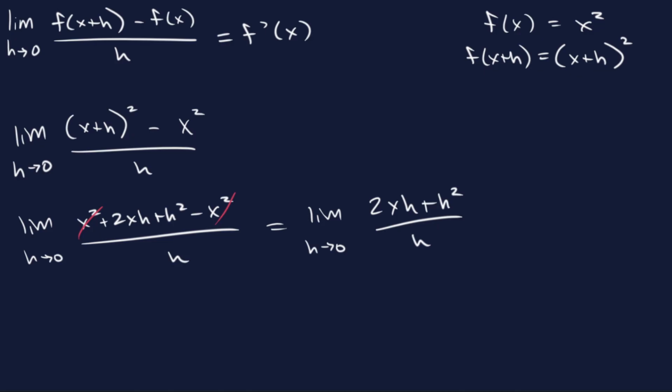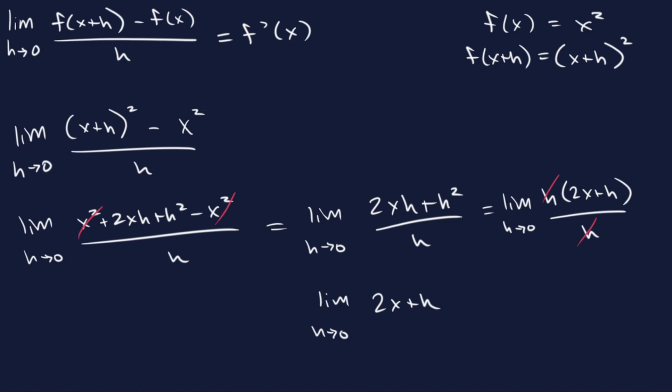So what I would do from here is notice that there is a common h term in both of these terms up top. So let's factor that out. It'll be h times 2x plus h, over h. Now you see that both of these h terms can cancel. Now you can rewrite it as the limit as h approaches 0 of 2x plus h. And now you can do direct substitution to just get 2x. And that would be the correct derivative, which is f prime of x.